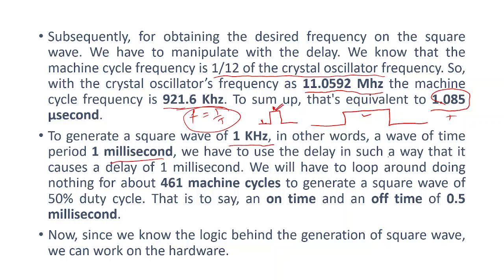So for 1 millisecond, 461 machine cycles should be idle. That is, this is nothing but the idle case. This condition is taken. Once we give the output as 1, after that it should be idle. During that idle period, the line will be extended, logic 1 will be extended. So 461 cycles it should be idle, which is producing a 50% duty cycle. That is, 50% logic 0 and then logic 1.